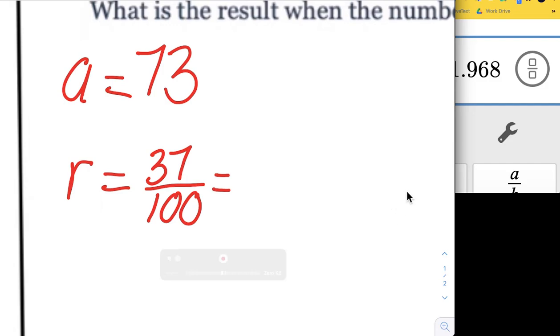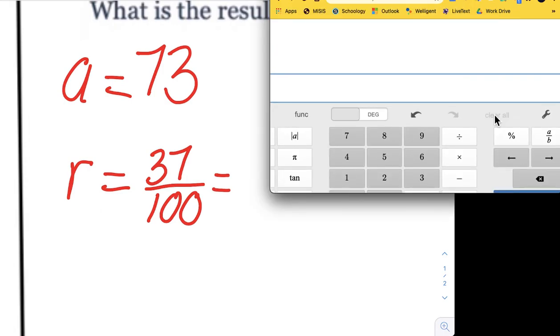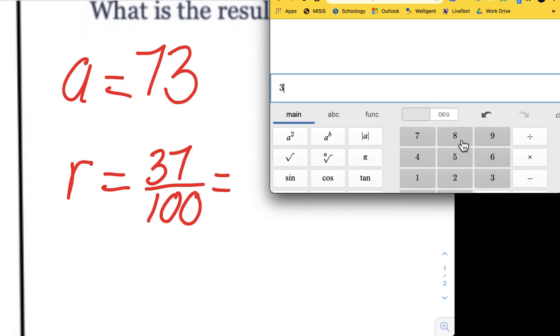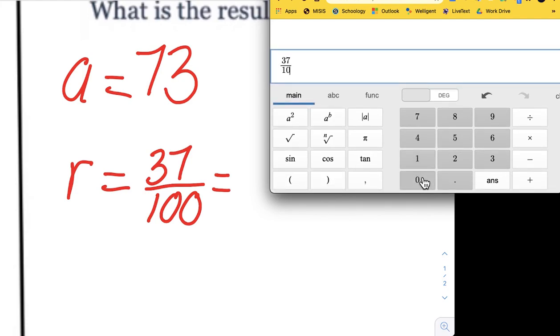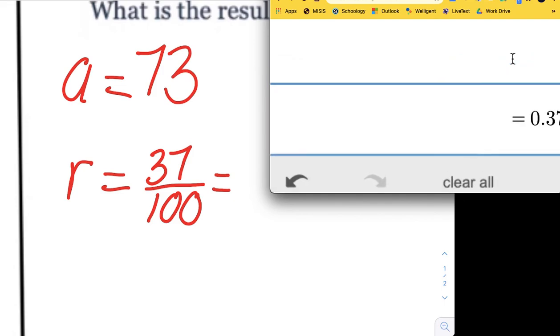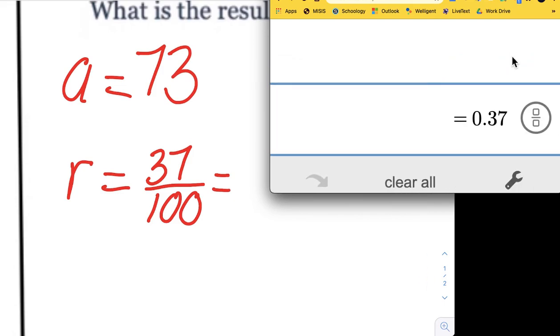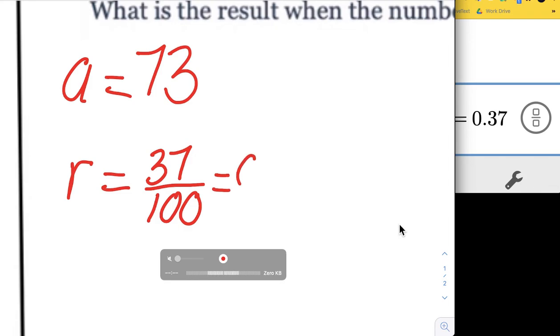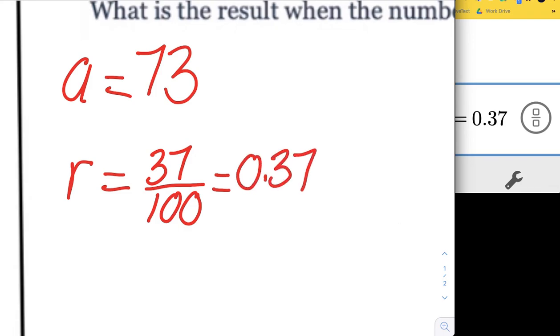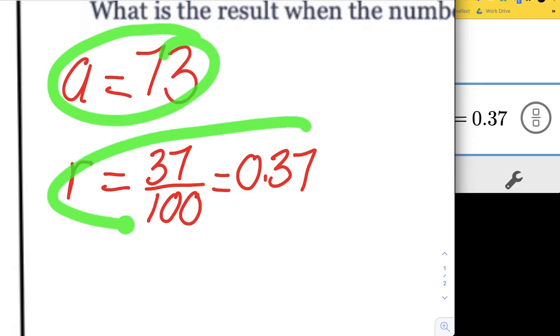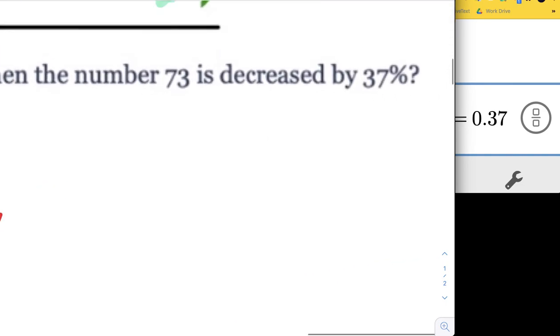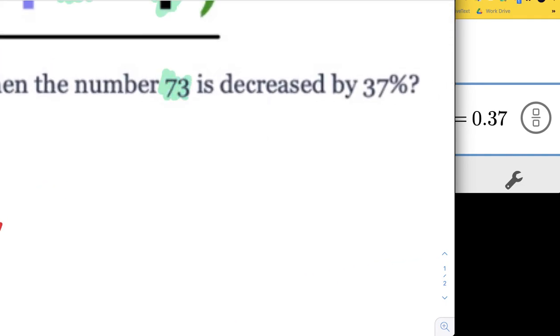And what does that give us? Well, let's use our calculator again. Let's clear all. And we're going to say 37, exactly the way I have it written down, divided by 100. And look at that, 0.37. So I have my A and I have my R. Okay? So let's not forget that 73 decreased is important and 37% is important.